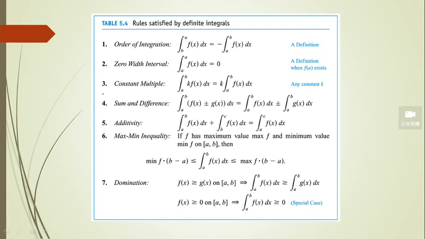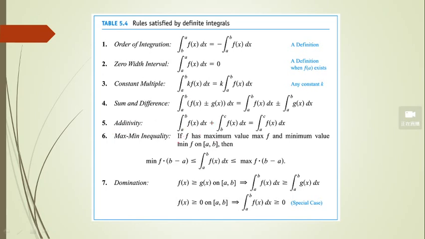Number 3 is the constant multiple rule we are talking about. It can be k or c, it doesn't matter, but we just set it up as the constant. Number 4, the sum and difference rules, which we mentioned and explained. And the additivity, based on the definite integral.